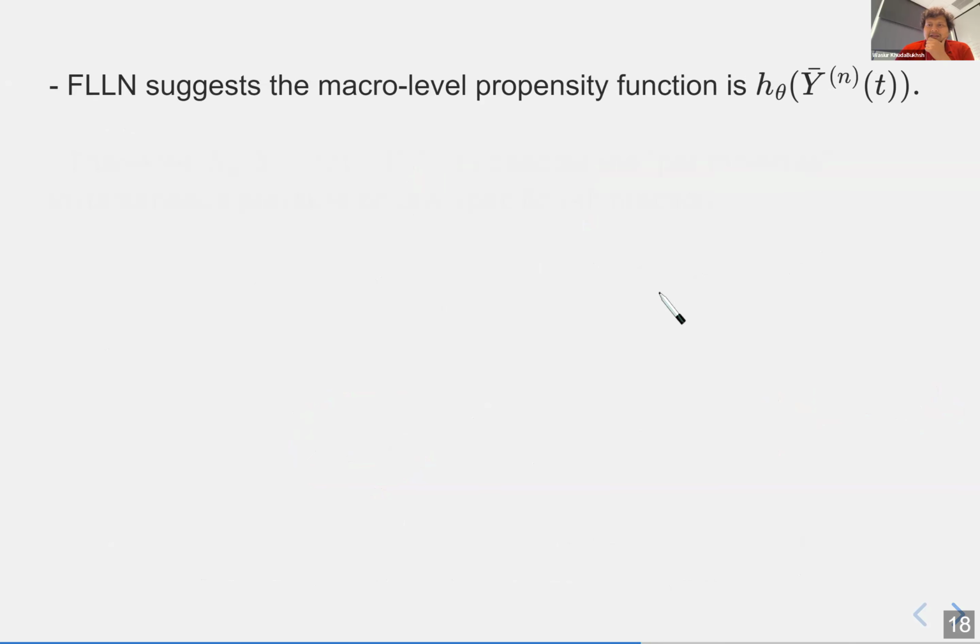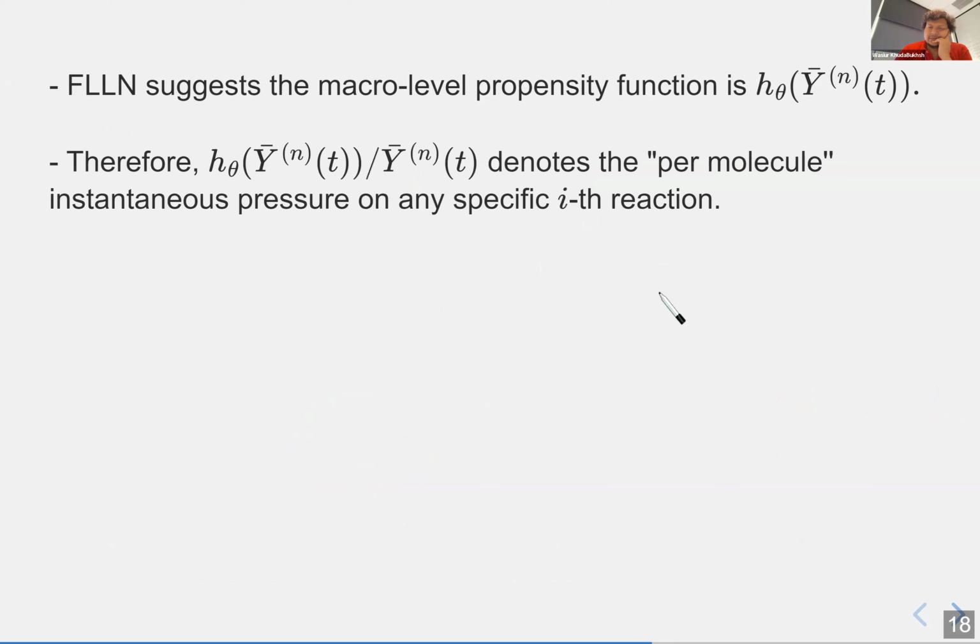If I just try and apply a functional law of large numbers, this suggests that the macro level propensity should be something like this, from a continuous time Markov chain perspective. But if I then think of the individual level propensity, or per molecule propensity, or instantaneous pressure on any specific ith reaction, then what we have to do is take h_θ of the average divided by the average. So this is what the right per molecule propensity for the ith reaction is going to be.